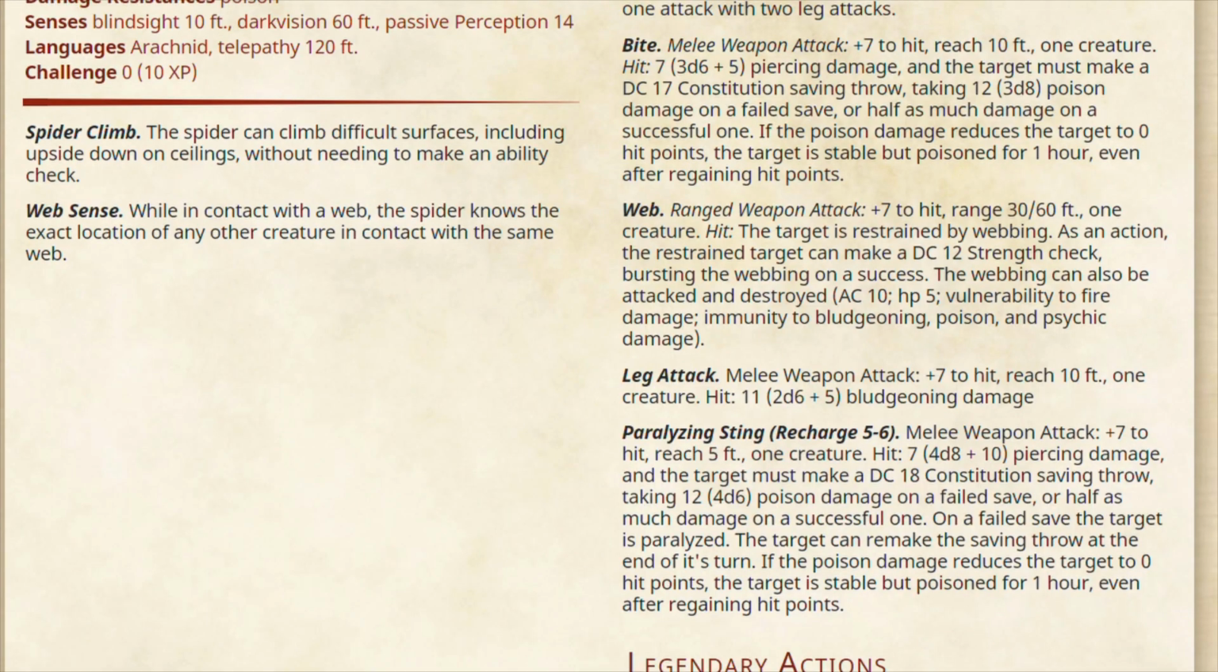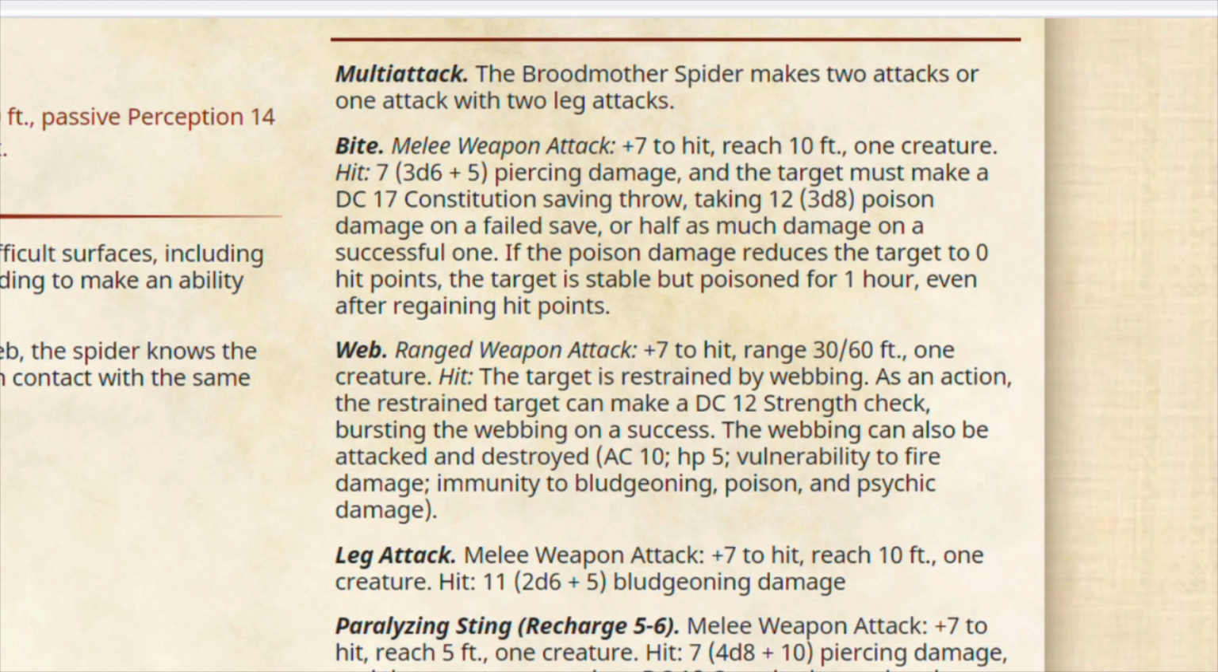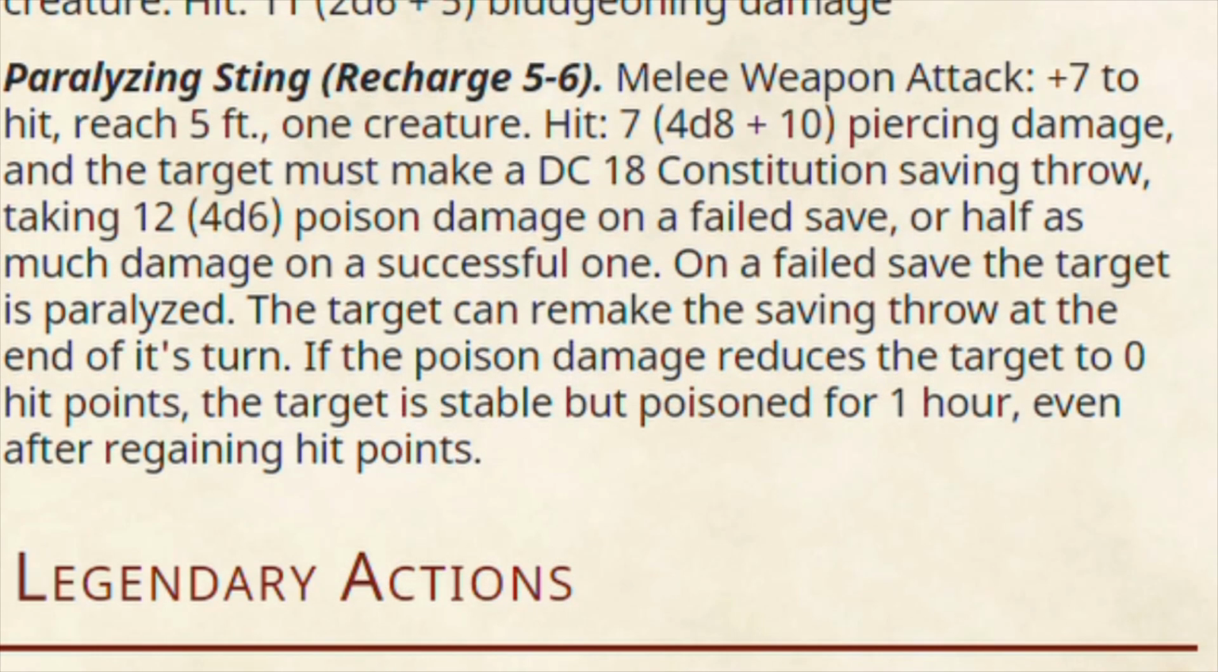Alright, now for the actual actions. It has a generic bite attack that's just scaled up from the giant spider, and also has the same web attack, except the recharge is taken away. I also added a leg attack, which is just a generic melee attack, so it does have some damage dealing options. Next we have the Paralyzing Sting, and this is the heavy hitter.